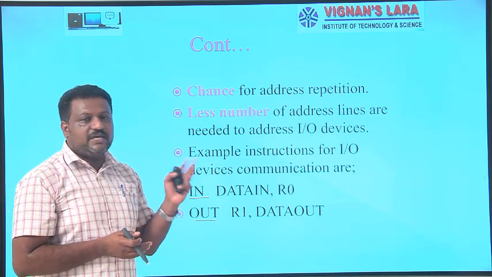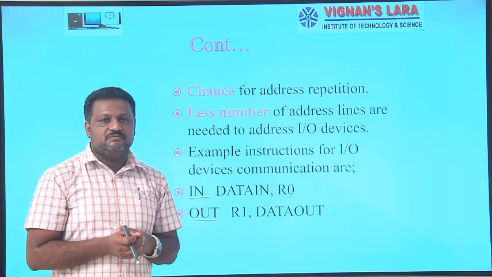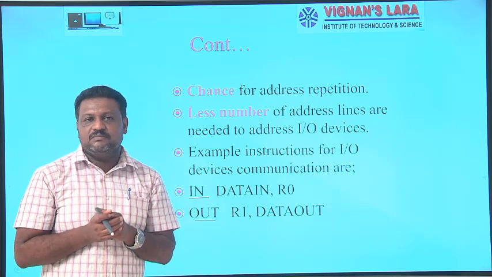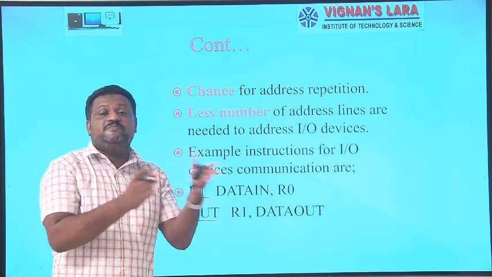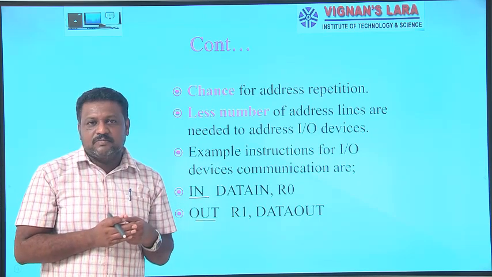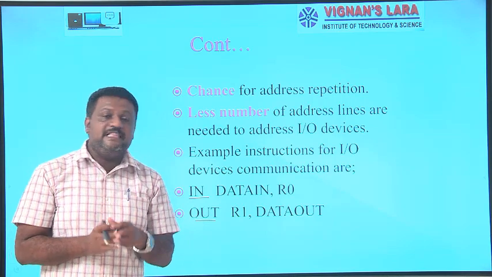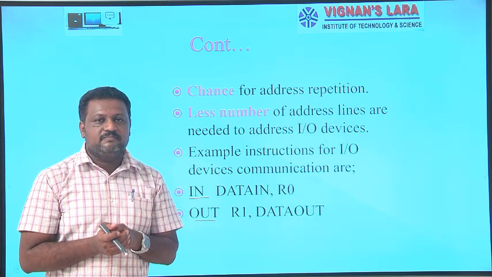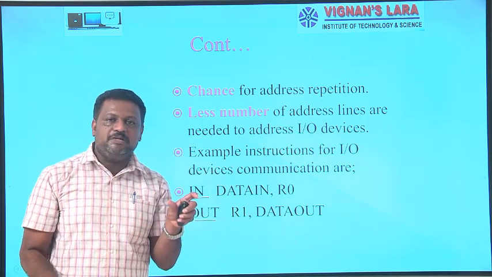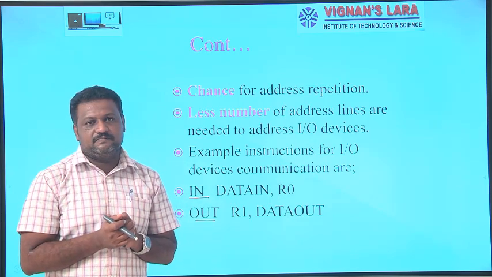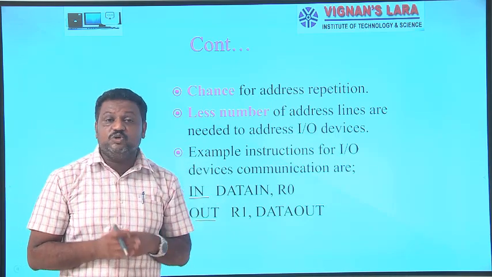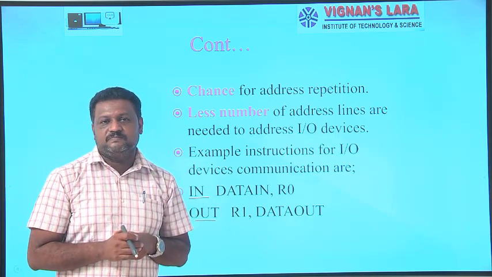And next, there is a chance for address repetition, because the same address you may find in memory as well as in an IO. But we can distinguish whether the address belongs to the memory or an IO based on the instruction we use and the control signals used in that instruction execution. So there is no problem using the same address for both a memory location and an IO device.